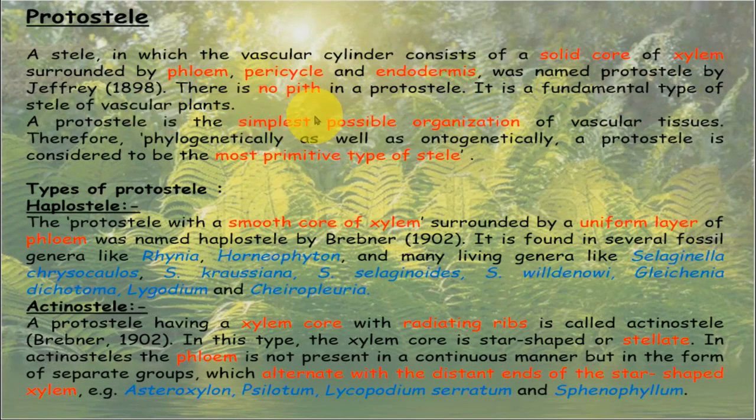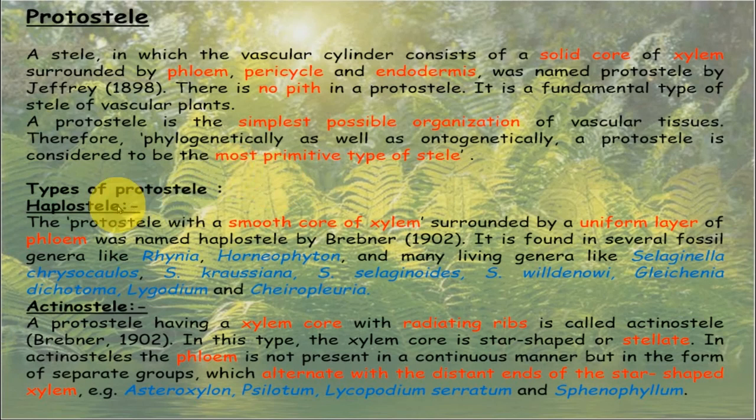In protostele, there is no pith and it is the most fundamental type of stele in vascular plants. It is the simplest possible organization of vascular tissues. Therefore, phylogenetically as well as ontogenetically, a protostele is considered to be the most primitive type, which means all other types of steles evolved from this protostele.